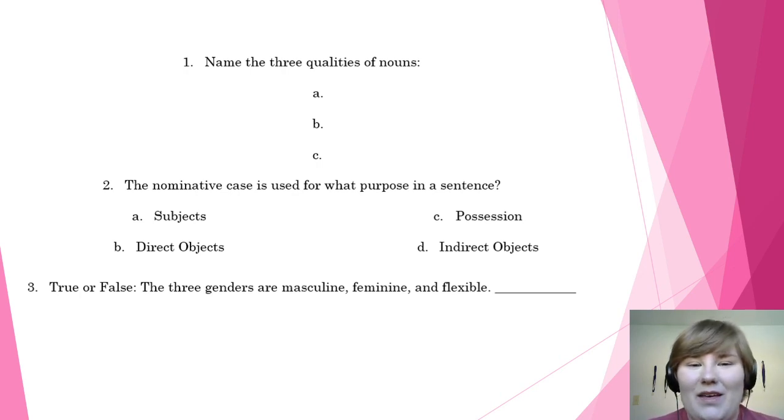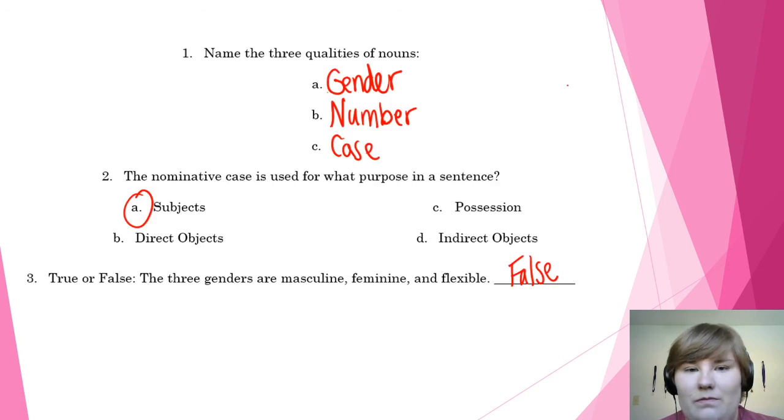Glad to be back. Let's take a look at the answers. The three qualities of nouns are gender, number, and case. Remember your good old GNC, gender, number, case. The nominative case we know is used for subjects. Now there is another use, predicate nominatives, but that wasn't one of our choices, so that wasn't confusing. And for the last one, the three genders, masculine, feminine, and flexible. Well, no, we know that's not true because the last gender isn't flexible, it's neuter.